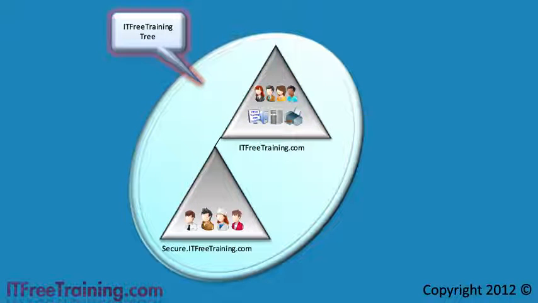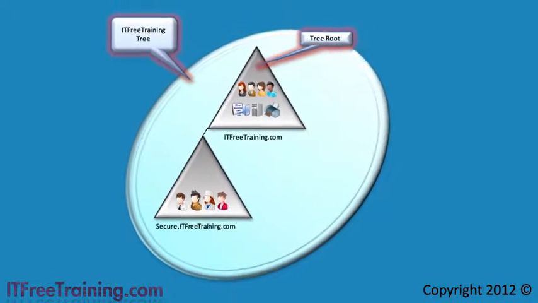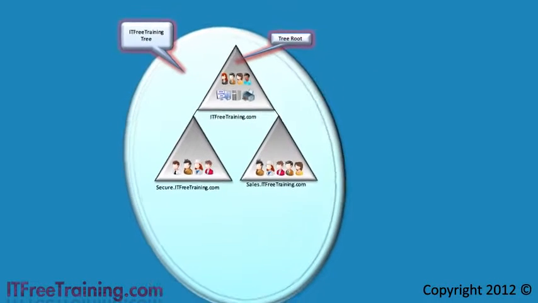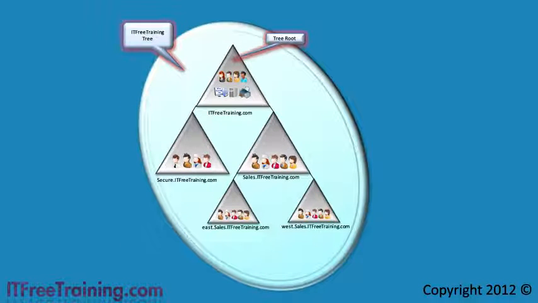IT Free Training is at the top of the tree, so it is considered to be the root domain. To illustrate this better, you could add yet another domain called sales. As long as sales shares the itfreetraining.com namespace, it is part of the tree. Under sales.itfreetraining.com, you could even add additional child domains called East and West. All these domains share the IT Free Training namespace and thus are considered to be in the same tree in Active Directory.